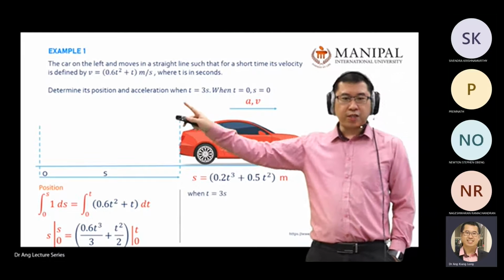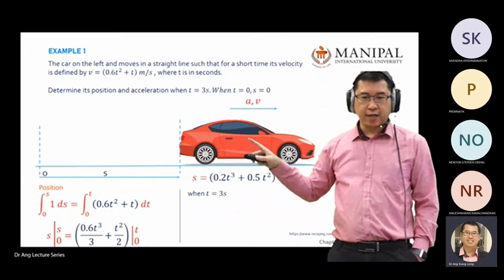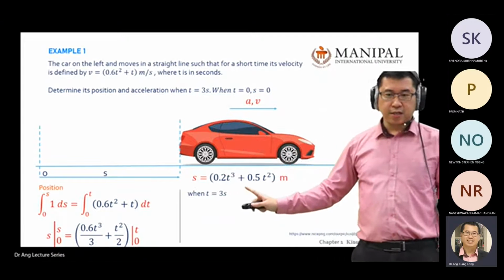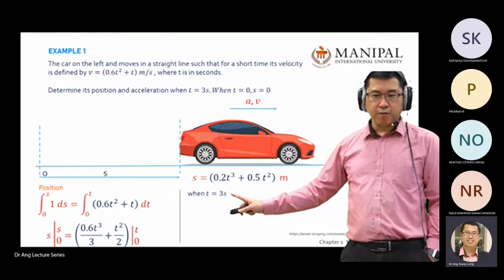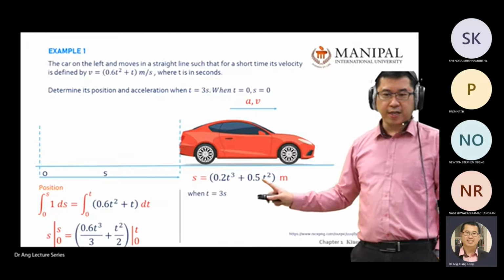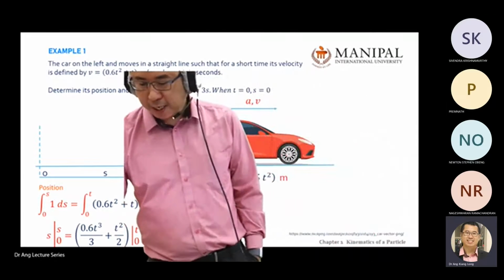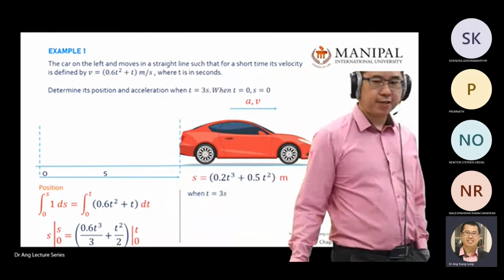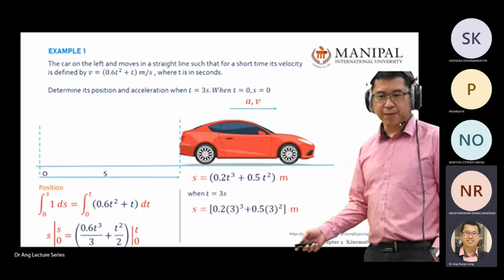The question asks you, what is the position when t equal 3 seconds? This is the equation. Inside this equation, you only have t. Replace t equal to 3 inside here. What do you get? Nageshwaran, you want to try to answer? 9.9 meters. 9.9 meters. Okay.